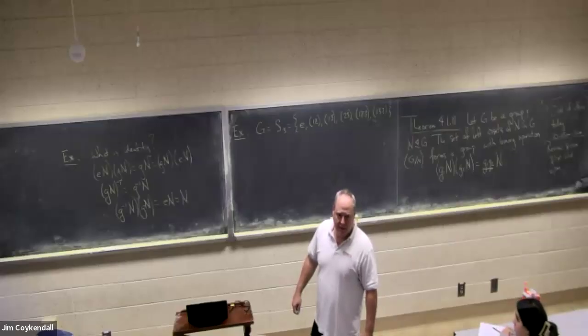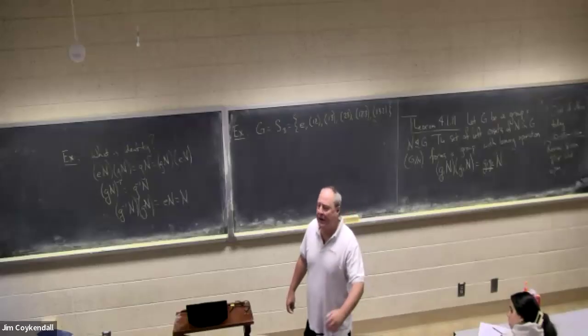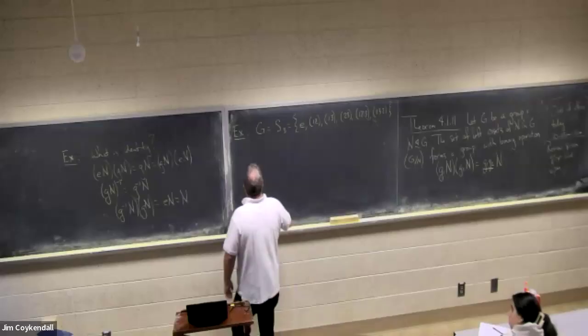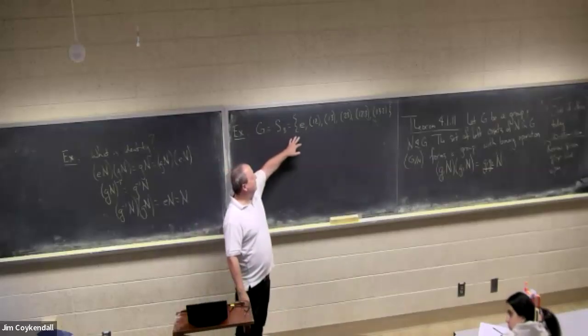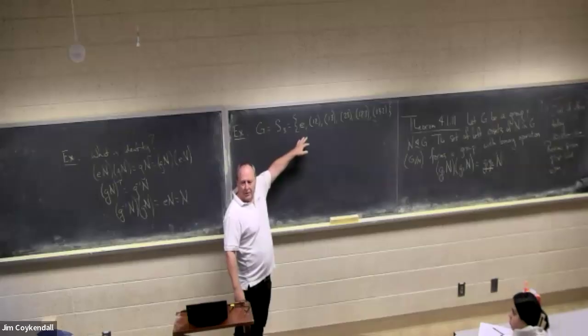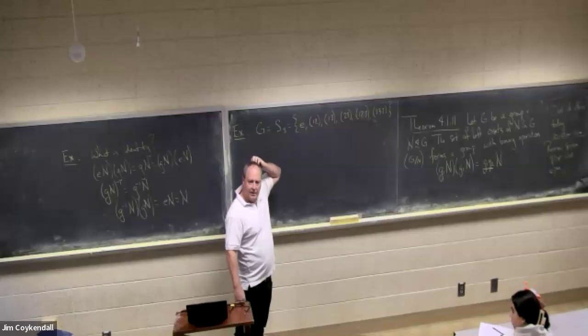Let me see if we get lucky. So let N be the normal subgroup. There was only one normal subgroup of this that wasn't the whole thing or the identity. Anybody remember what it was?